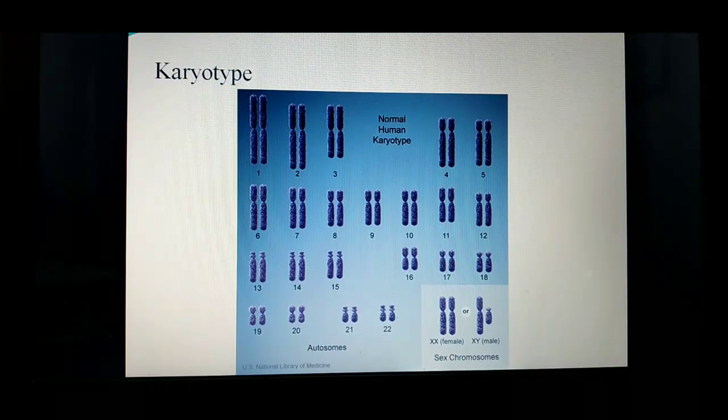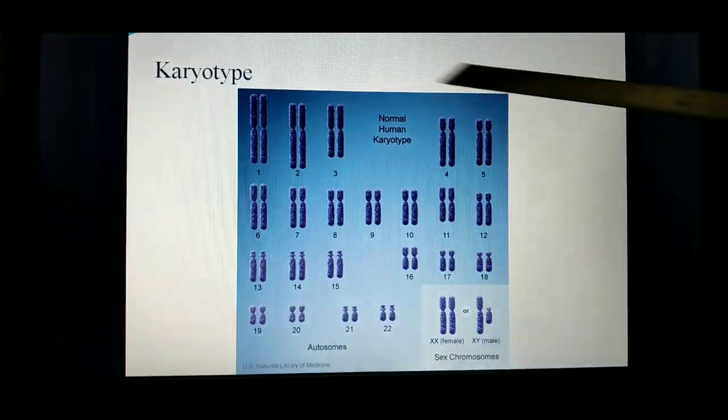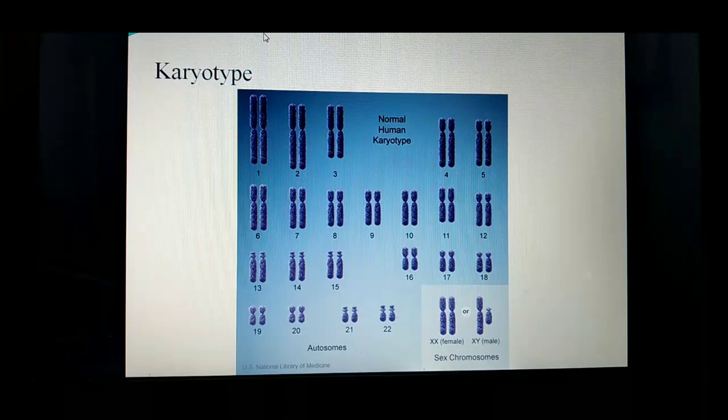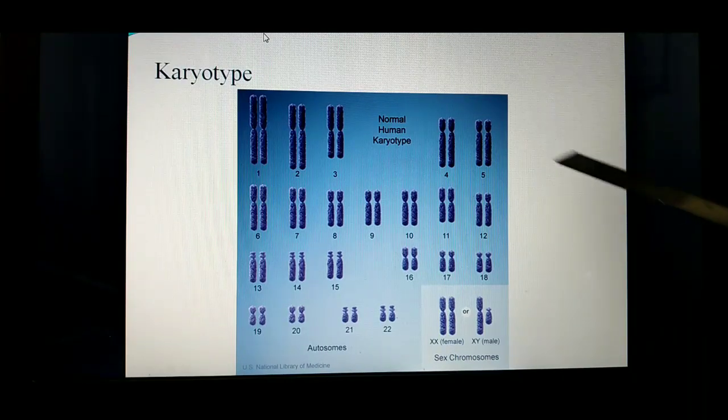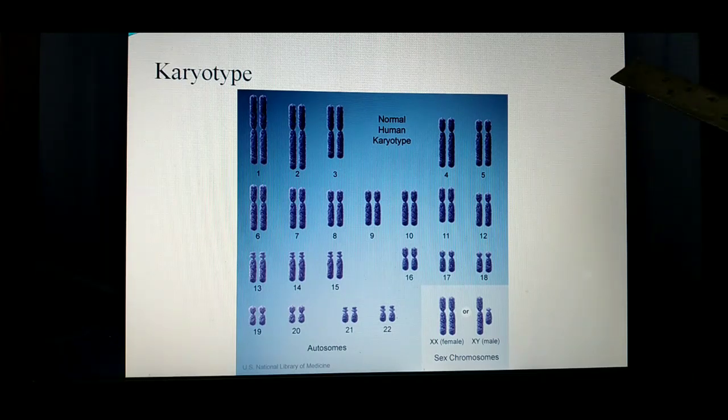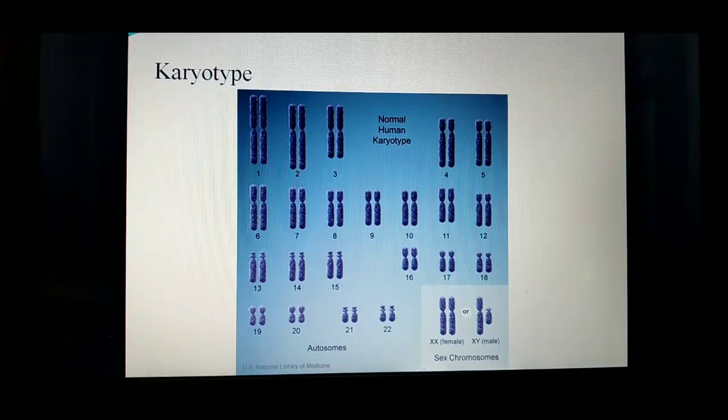Next is karyotyping. Karyotyping is a technique by which the complete set of chromosomes is separated out from the cell, and then they are lined up in an ideogram. A graphical or diagrammatic representation of chromosomes is called a karyotype. In a karyotype, we can know the number, size and shape of chromosomes of a particular organism.